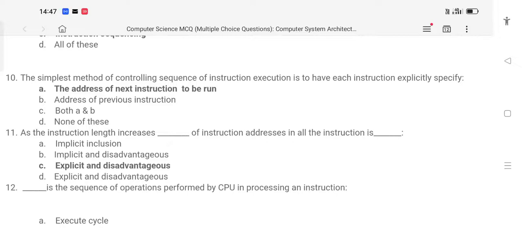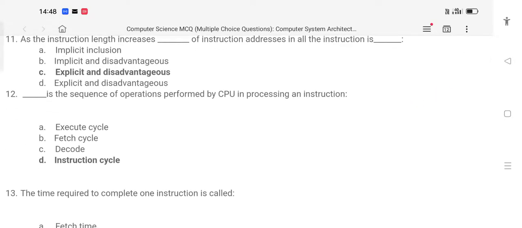The simplest method of controlling the sequence of instruction execution is to have each instruction explicitly specify. Answer: A. The address of the next instruction to be run. 11. As the instruction length increases, dash of the instruction address in all the instructions is dash. Explicit disadvantages.